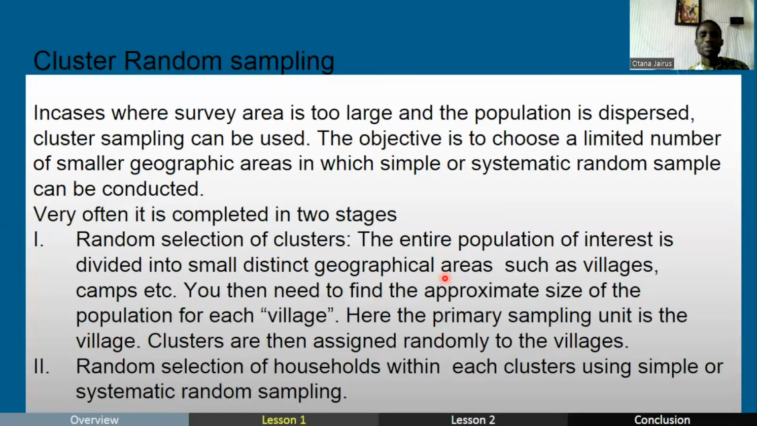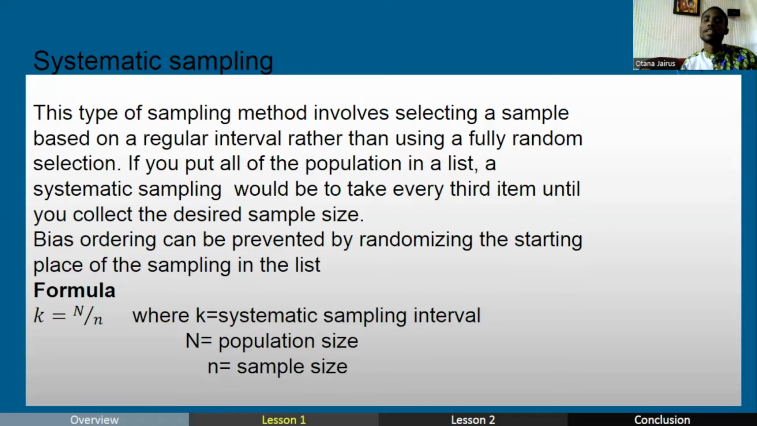Then stage number two, there is random selection of households within each cluster using simple or systematic random sampling. So each village is a cluster. You can collect household information from every village that you have selected using either simple or systematic random sampling. That's what we call cluster sampling. Let us go ahead and look at another type of sampling.